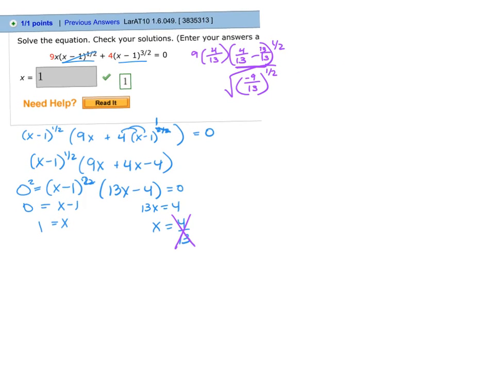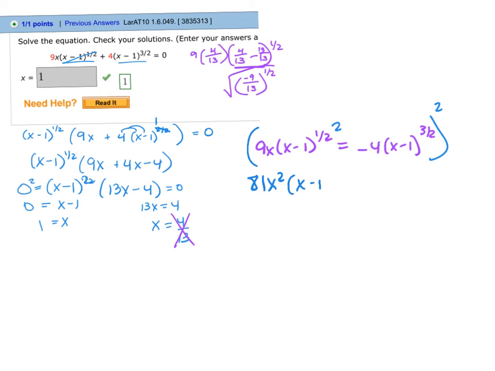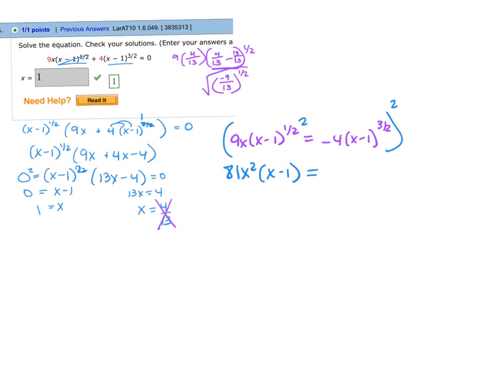The other way to do this is, remember, I can move the 4 to the other side, raise each one to the power of 2. I'd get 81x squared times x minus 1 equals negative 4 to the second power, which is 16, times x minus 1 cubed. Then I have to expand and FOIL that one out and get everything to one side, solve it. So that gets a little bit more complicated when it's that high of a power.